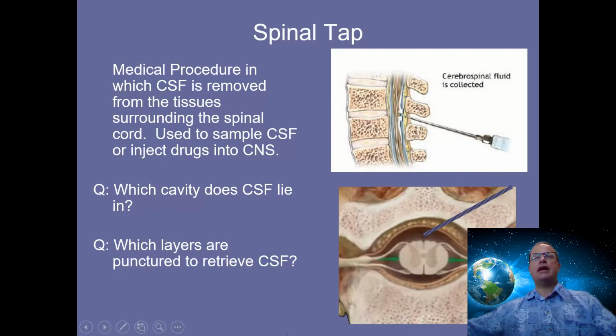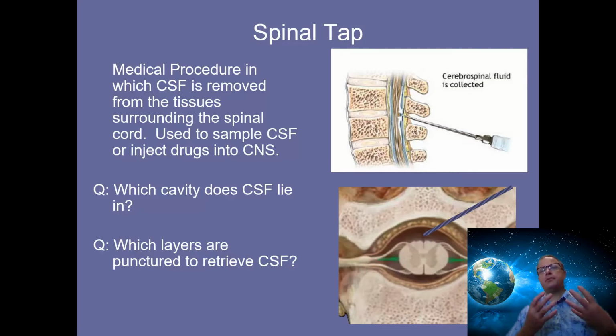So first of all, you've heard of something called a spinal tap. A spinal tap involves actually withdrawing some of that cerebral spinal fluid. In order to do that, we need to stick a needle through the dura mater and also through the arachnoid mater to get to that subarachnoid space of the spinal cord. Why would we do this?